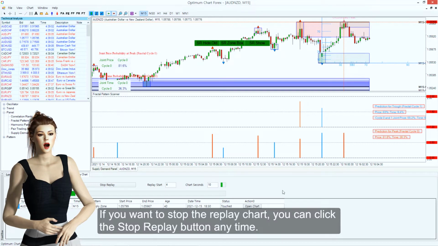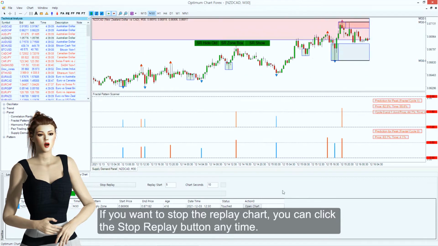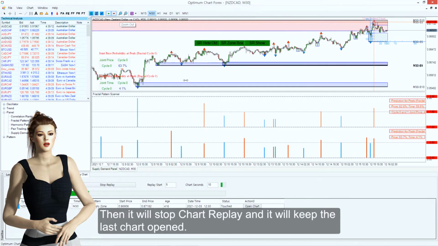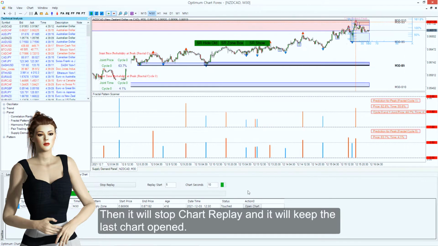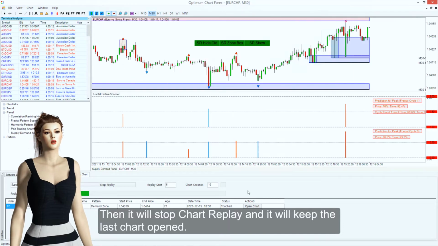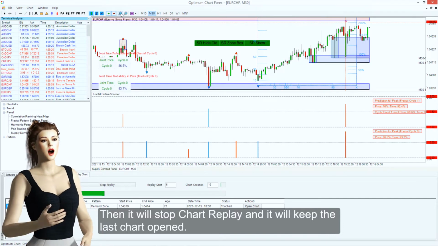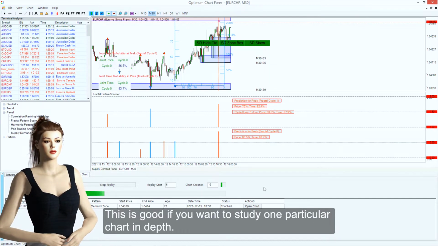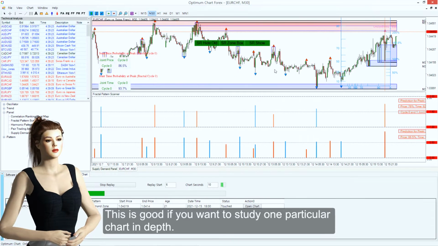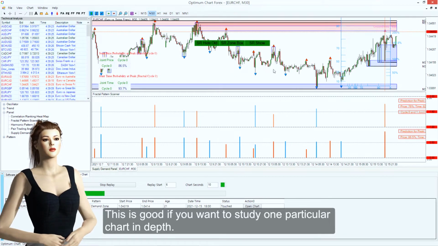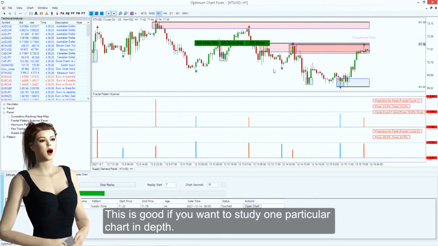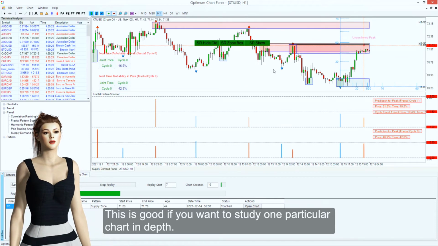If you want to stop the replay chart, you can click the Stop Replay button anytime. Then it will stop chart replay and it will keep the last chart opened. This is good if you want to study one particular chart in depth.